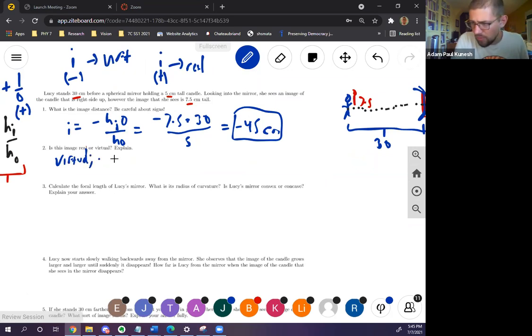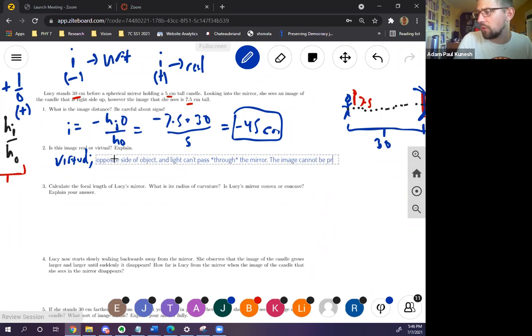And I'll type because my handwriting is horrible today. Opposite side of the object, and a mirror, and light can't pass through the mirror. The image cannot be projected.